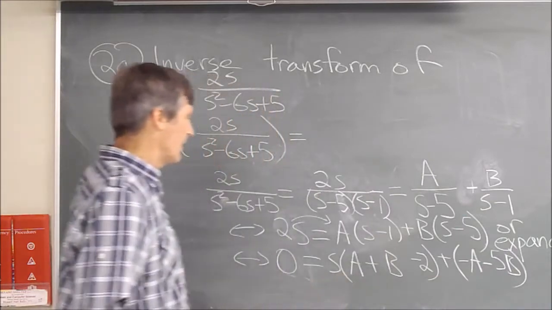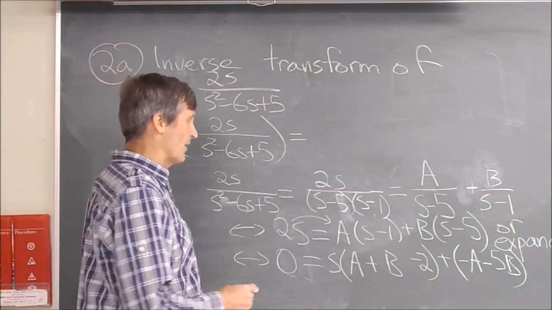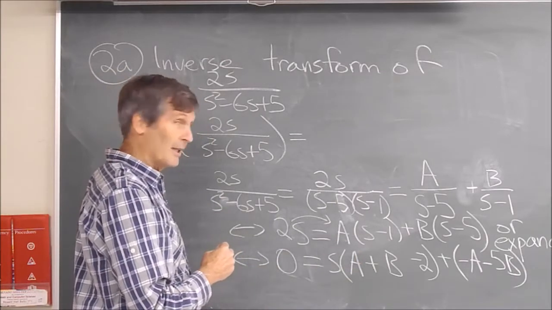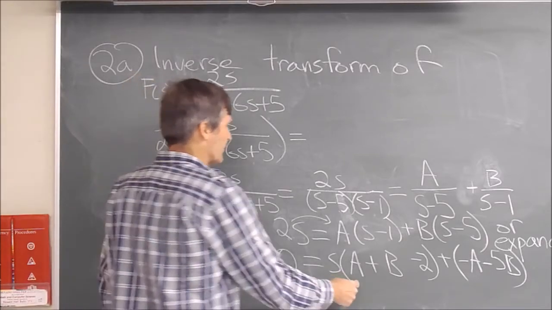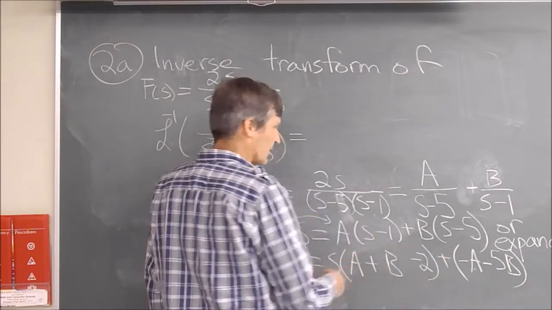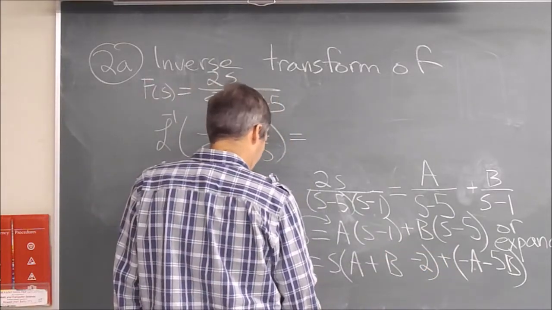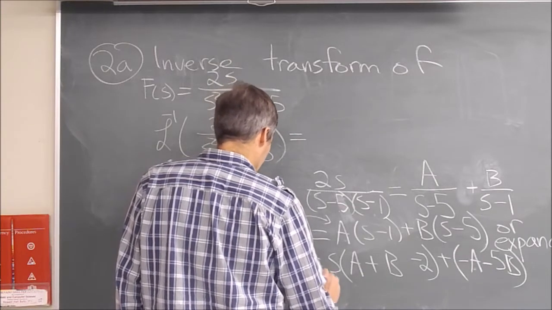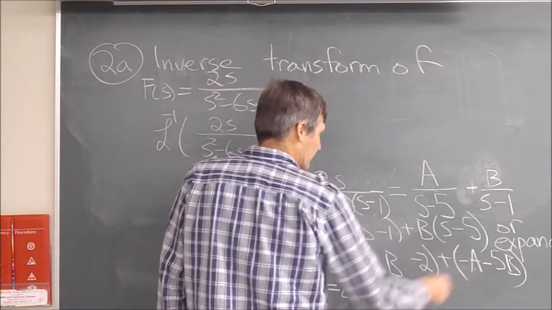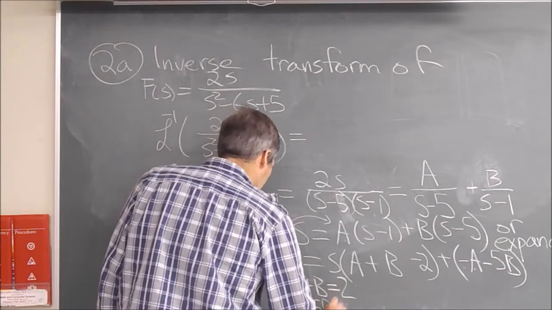And so by collecting like terms, I observe that if this is equal to 0 on an interval of s values, then it must be that each coefficient vanishes. If these coefficients were non-zero, it would be a simple linear equation: a number times s plus a number equals 0, and you get one solution. You can't make this vanish on an interval. So it must be that A plus B minus 2 equals 0, all right, A plus B equals 2. And minus A minus 5B equals 0, so that means A plus 5B equals 0.